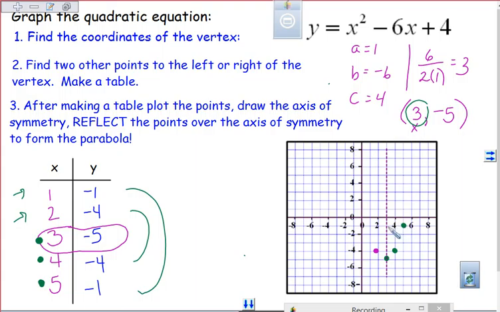See how I'm 2 spaces away from my dotted line. So I'm going to go 2 spaces away from that axis of symmetry as well. And then I'm going to go ahead and add my curve to demonstrate my full parabola.